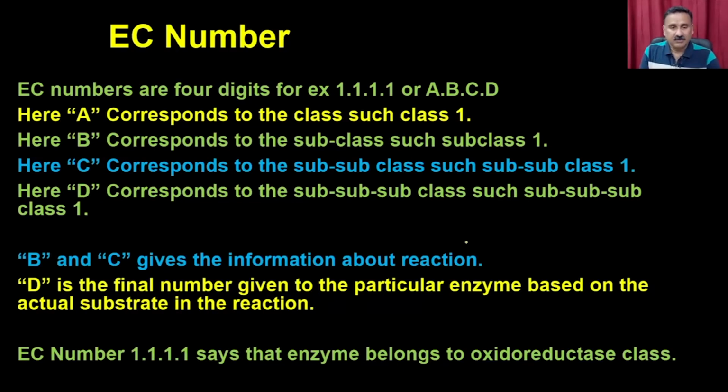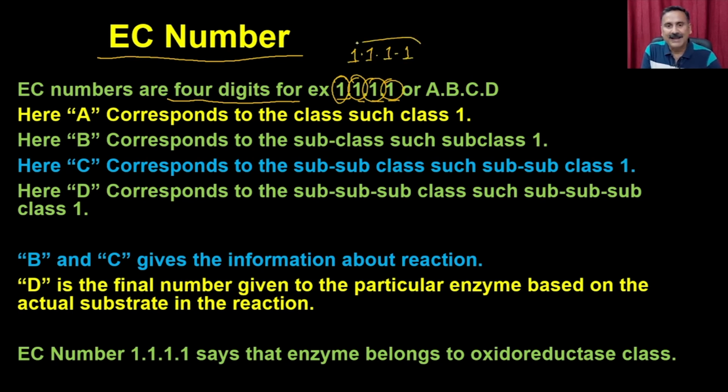So what is an enzyme commission number? It is a number which contains 4 digits. For example, 1.1.1.1, written like this. All these 4 digits correspond to particular information, giving you the classification of that particular enzyme. If I say these are A, B, C, D, what does each one correspond to?